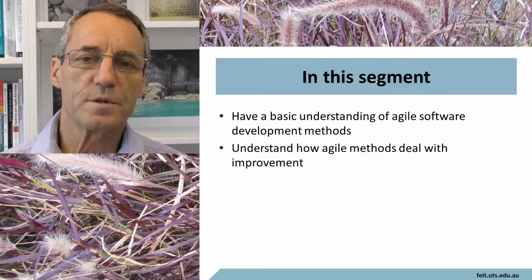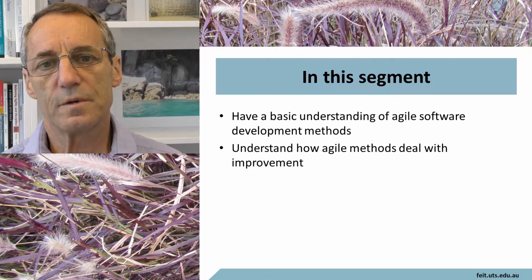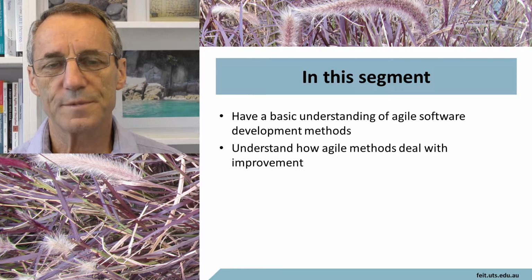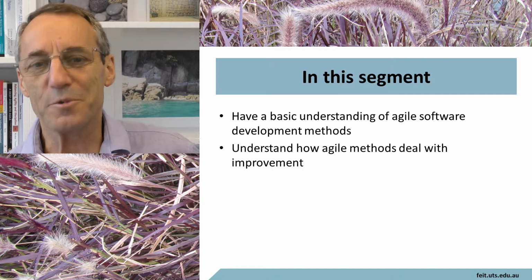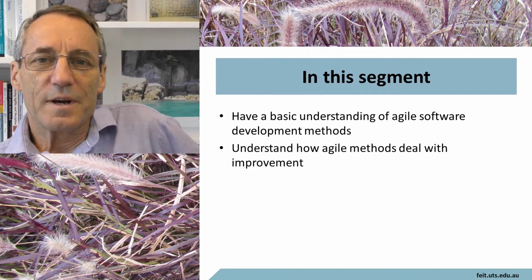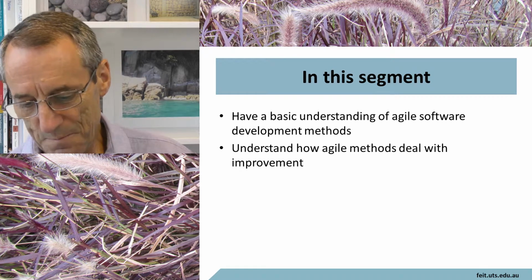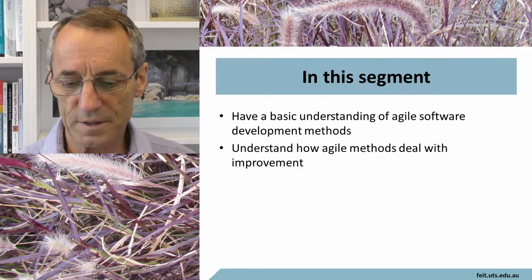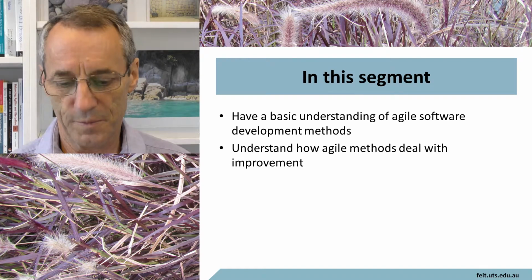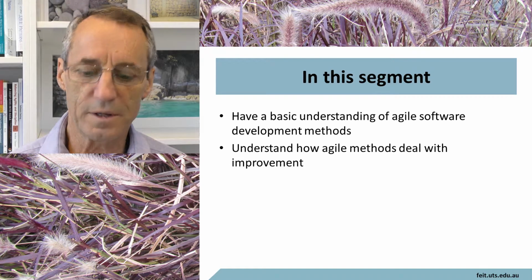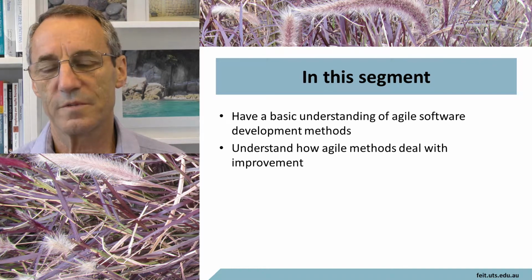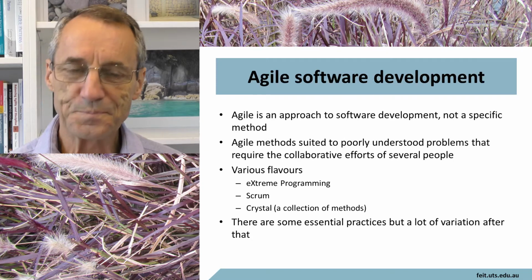Well, having looked at some of the more formal methods of process improvement, by formal I mean they have a sort of an accepted shape to them, let's have a look at Agile process improvement. Here I look at the basic understanding of Agile software development methods and understand how Agile methods deal with improvement, because it can seem fairly ad hoc and loose.